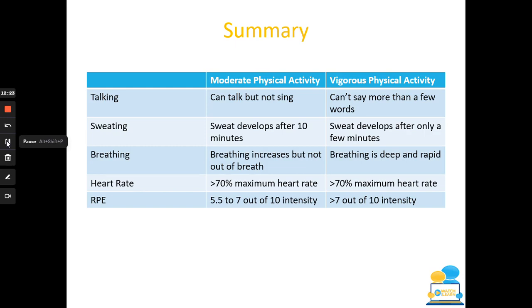And then just a summary slide detailing all of our intensity measures for physical activity. We have our talking, our sweating, our breathing, our heart rate, and our RPE. These would be used as our determinants to show that we are engaging in moderate physical activity or vigorous physical activity. So if you were asked in an examination how would we know if we're engaging in moderate physical activity, we could give some of the determinants here.